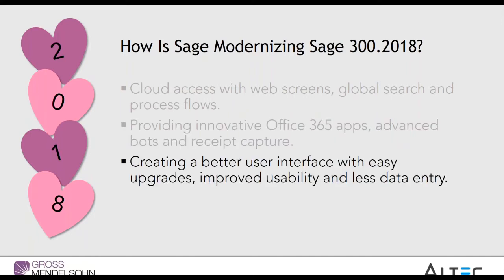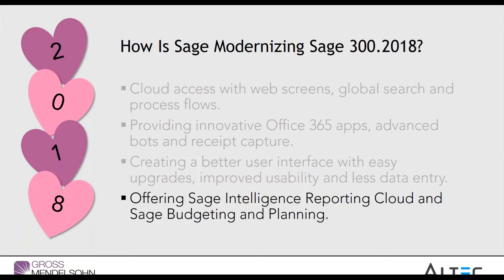The user interface, as you saw, is getting a little bit nicer. It's going to be easier to upgrade, and we've already actually seen that over the past few versions. Usability is getting a little bit better, and we're trying to decrease the actual data entry. Sage Intelligence, which you're going to see in a little bit. So they're going to offer Sage Intelligence in the cloud, which is really cool. You're going to love that when you see it. And of course, Sage Budgeting and Planning, which we've already talked about.